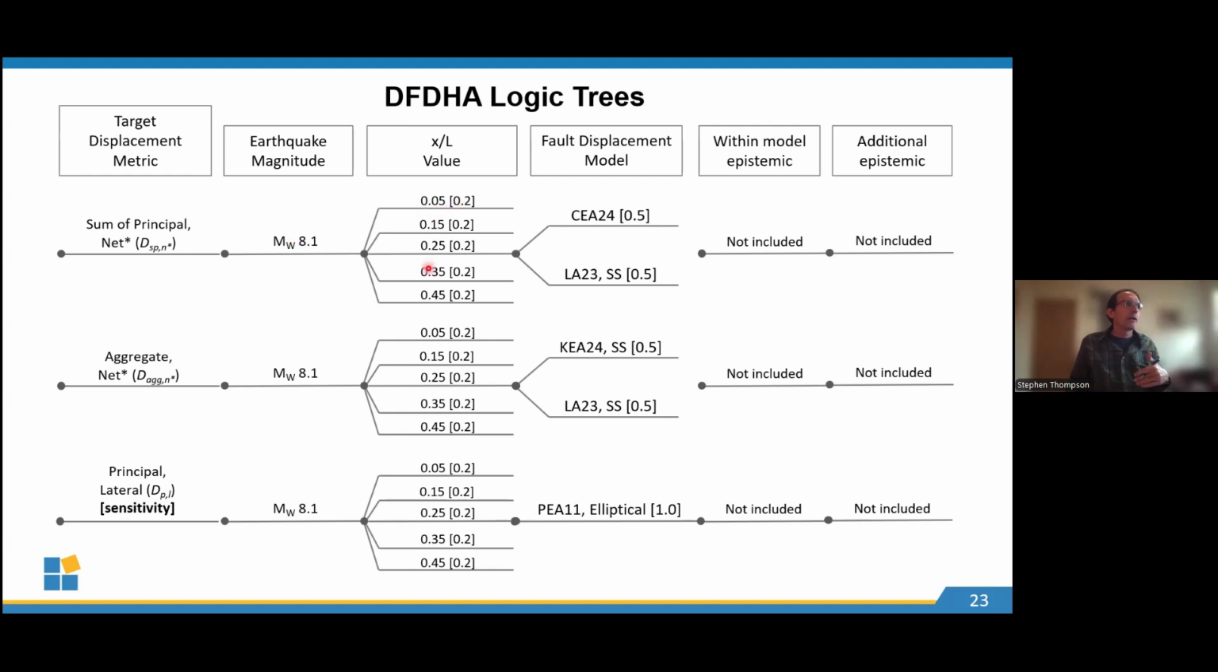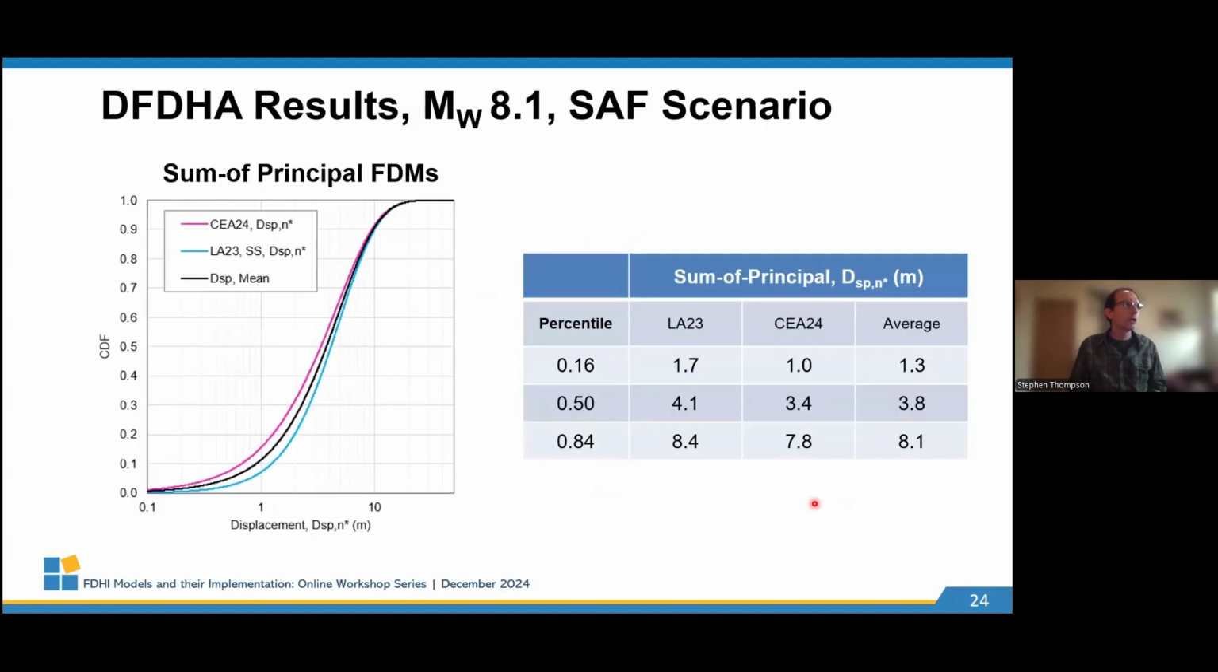we encourage adding a logic tree for the X over L value. It's hard enough to call what the maximum earthquake is going to be. We are especially poor at predicting the endpoints of ruptures in our practice. And so having a hedge, including this as some epistemic uncertainty in a DFDHA, we think is appropriate. For this exercise, we just have equal weights of various X over L values. And then we have the same fault displacement models that we did for the PFDHA.